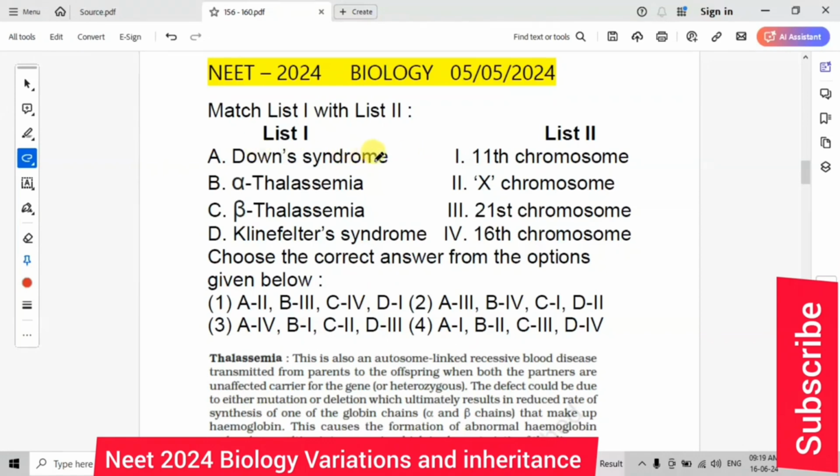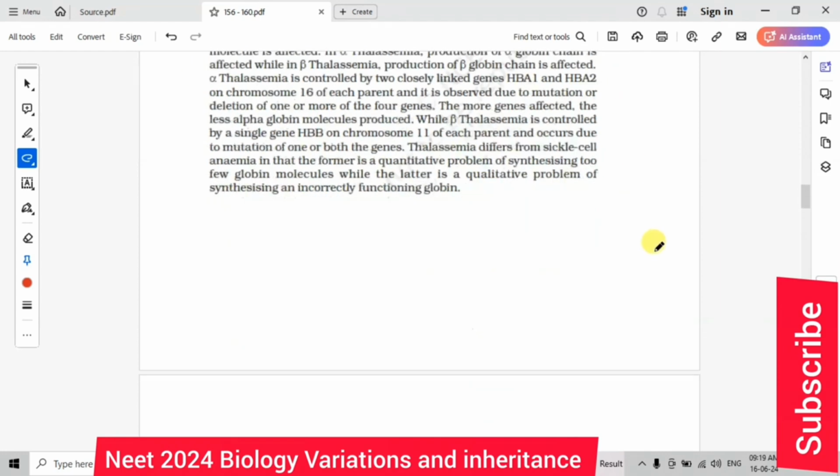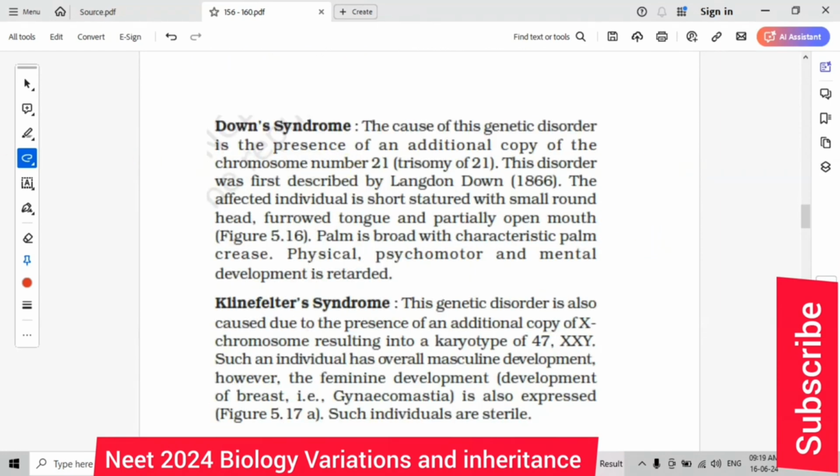Down syndrome is due to an additional copy of the 21st chromosome. So 3. Alpha thalassemia is due to mutation at the 16th chromosome. So 4. Beta thalassemia is due to mutation at the 11th chromosome. So it's 1. And Klinefelter syndrome is due to the additional presence of an X chromosome. So option 2 is the answer, and you can see the NCERT lines regarding the disorders, and this is from the chapter known as variations in inheritance.